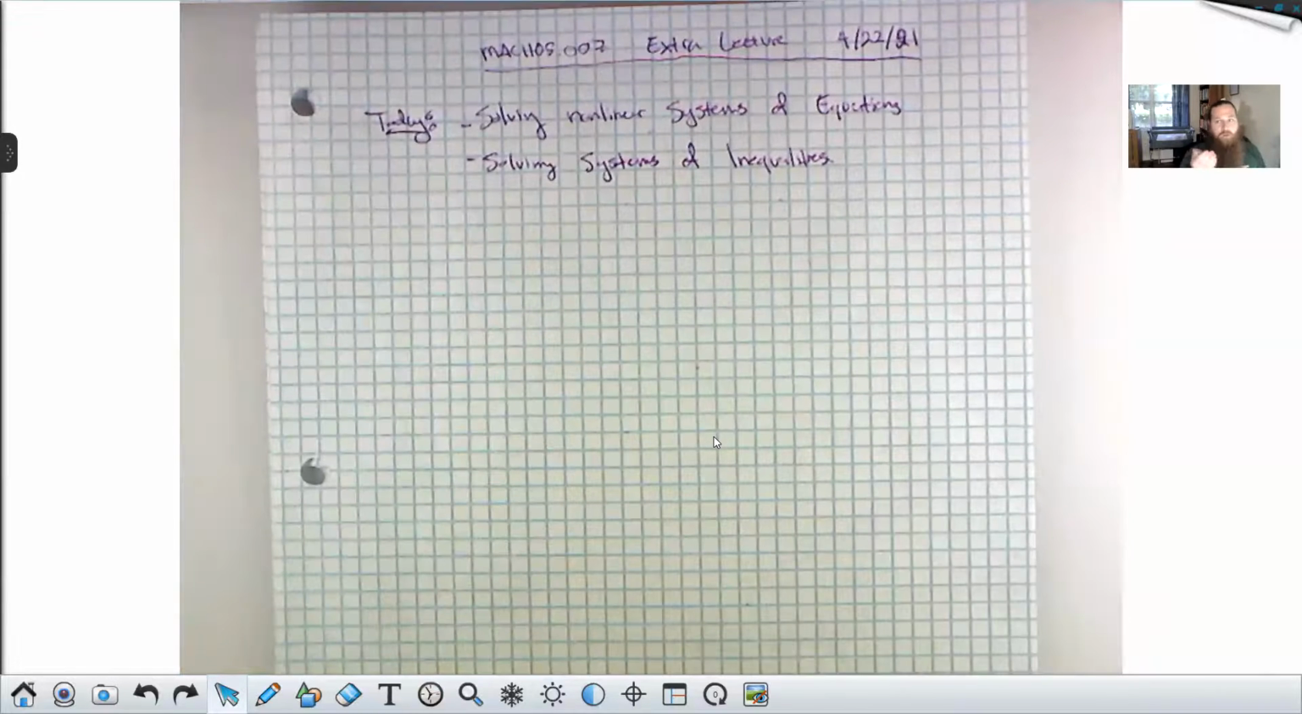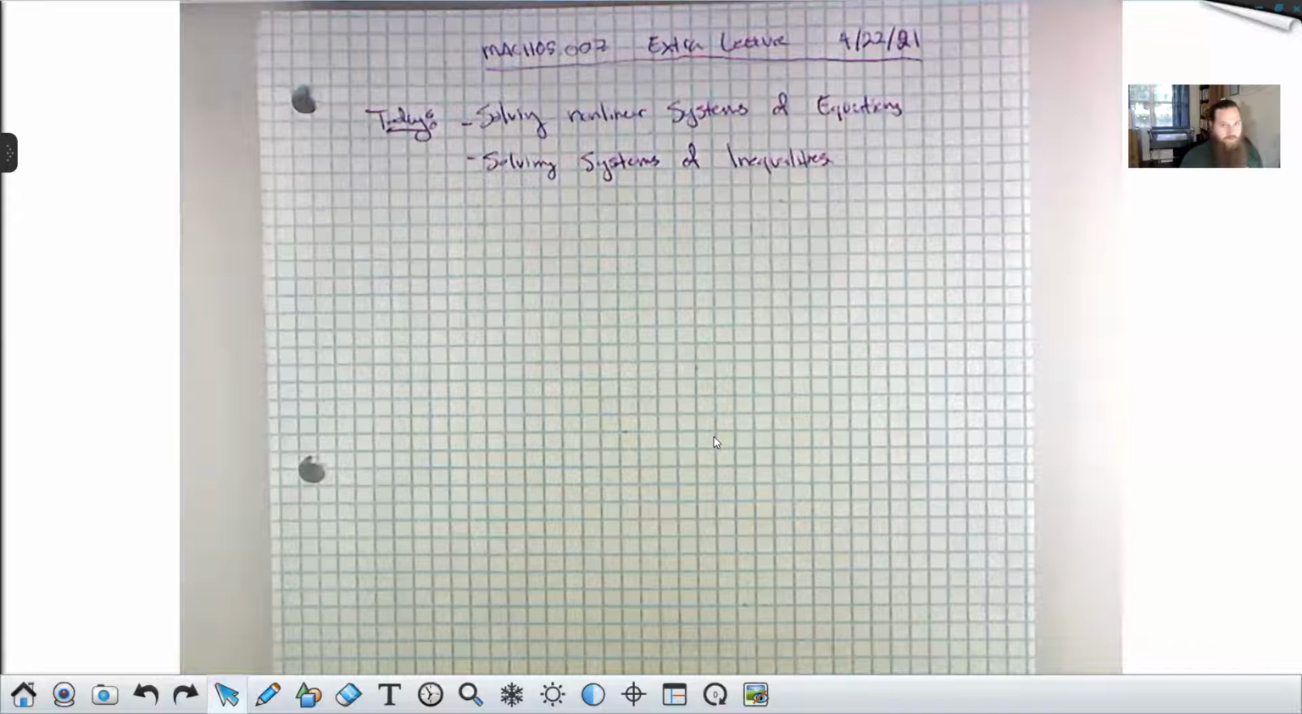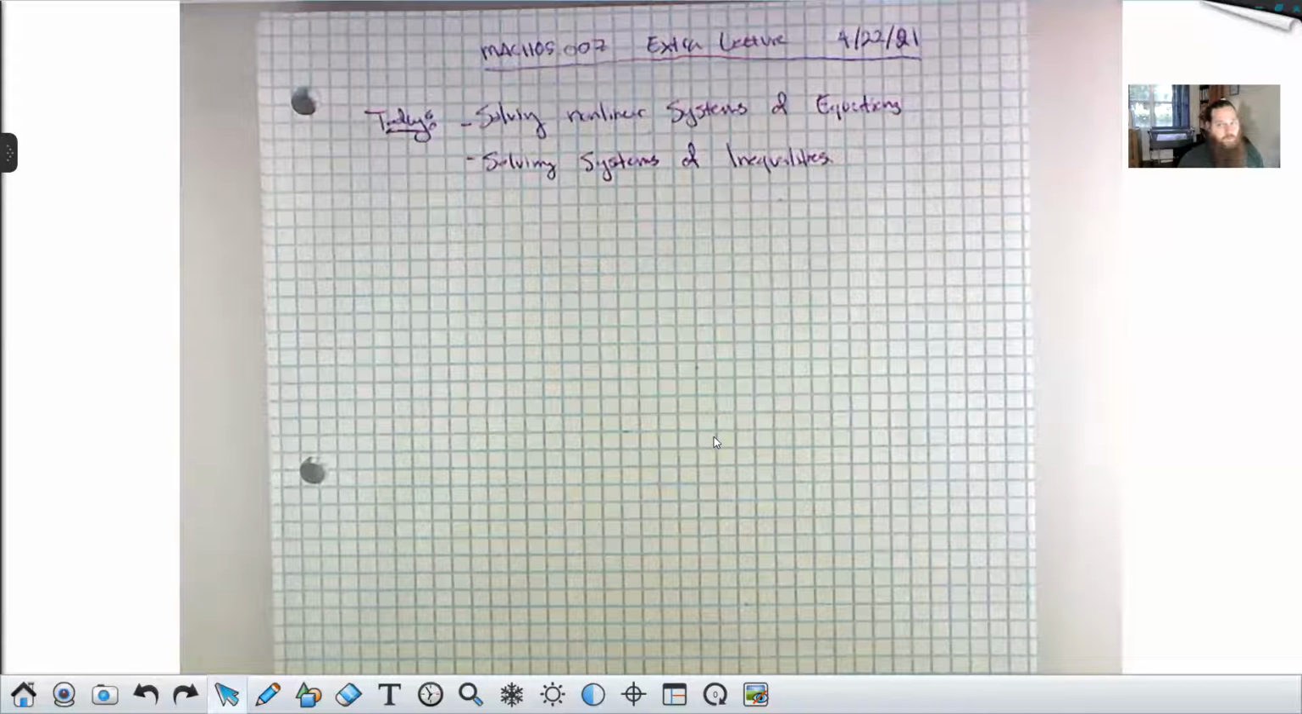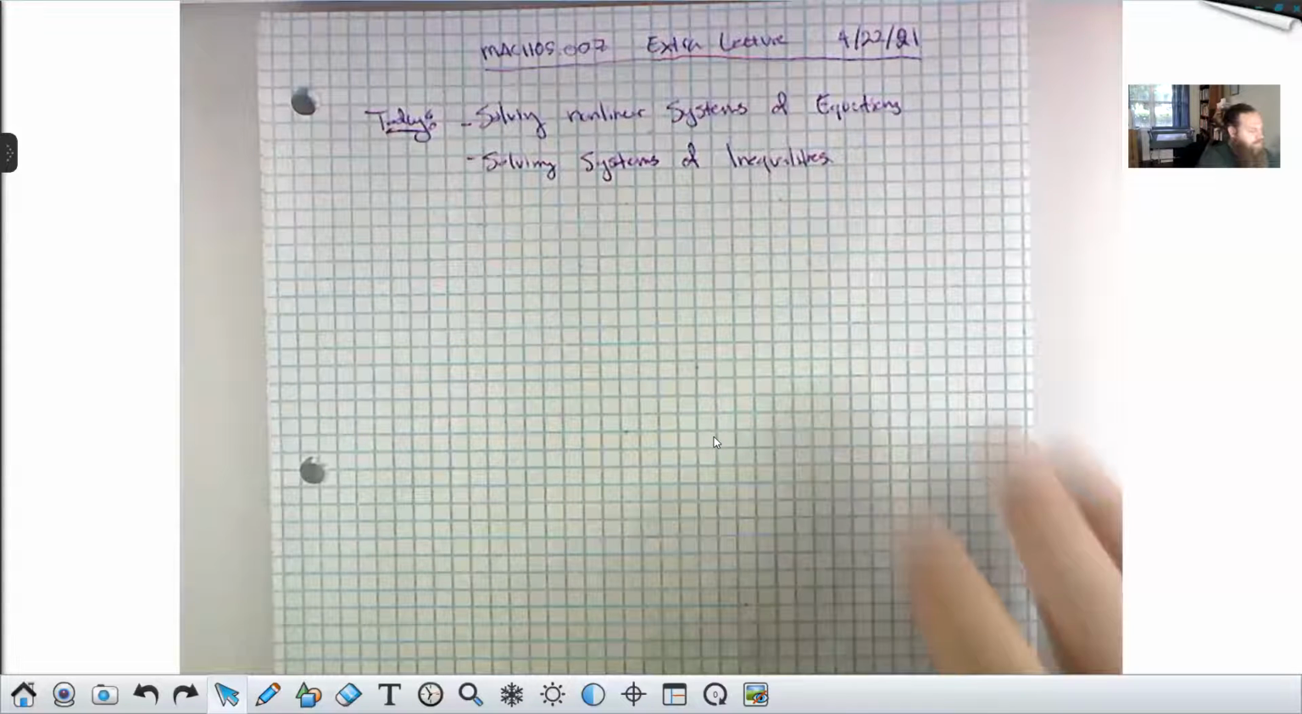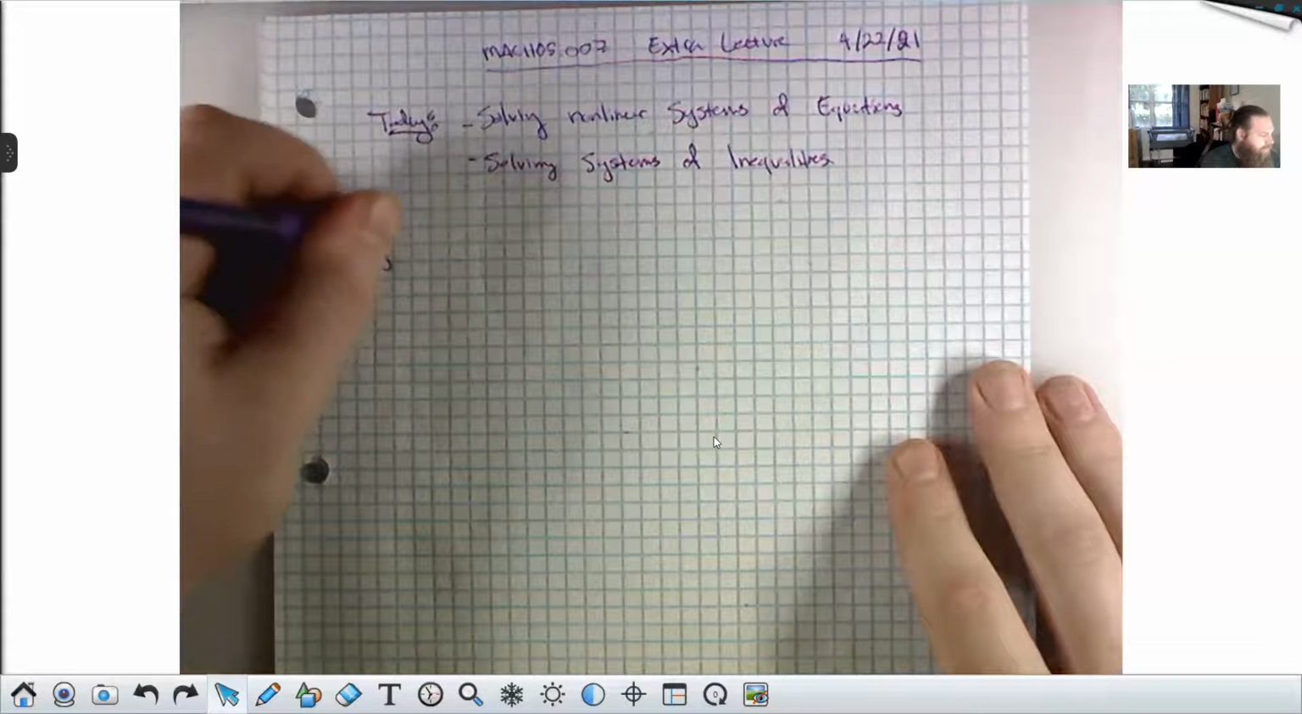So I'm going to talk about the nonlinear systems first because this is fairly straightforward stuff. You solve them the same way you solve linear systems, except you usually have to use substitution. For the most part, you cannot eliminate when it comes to nonlinear systems of equations. It's not always true. There are some nonlinear systems of equations you can get away with elimination, but for the most part, you will need to use substitution. So I'm just going to jump in with an example here.